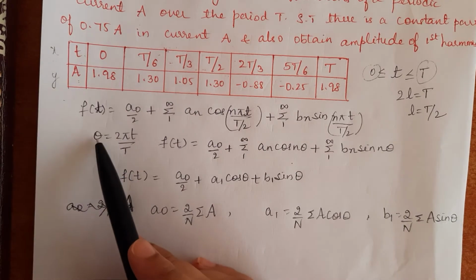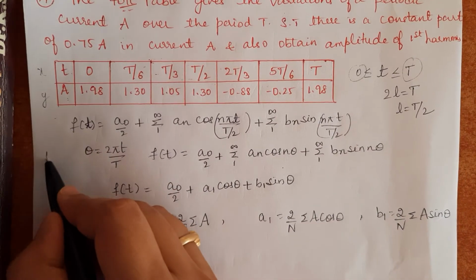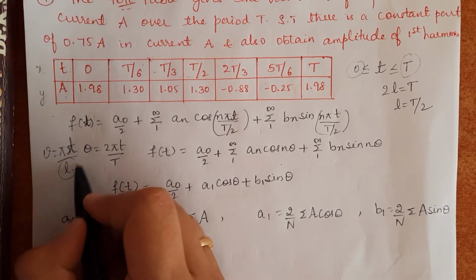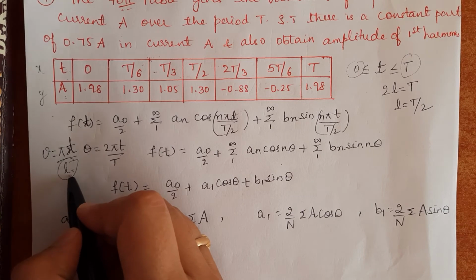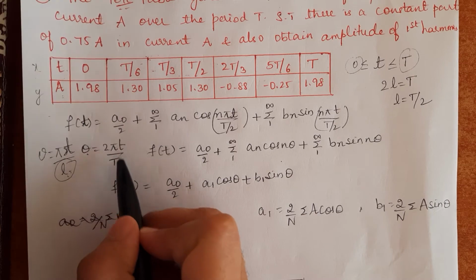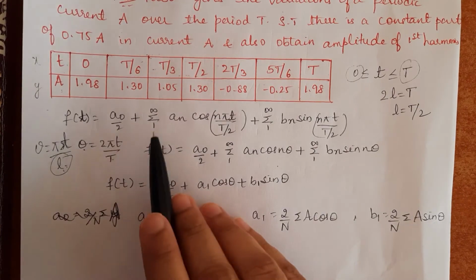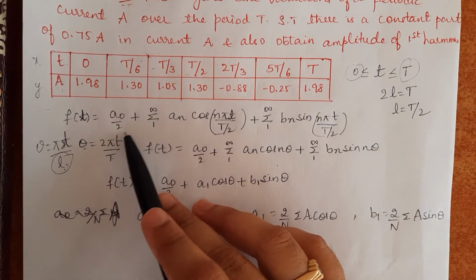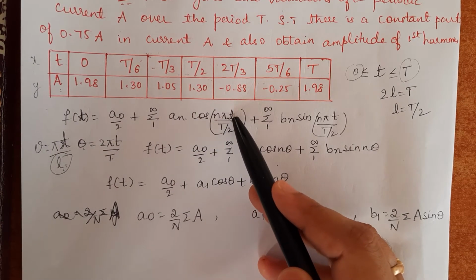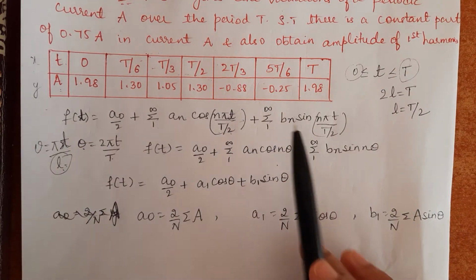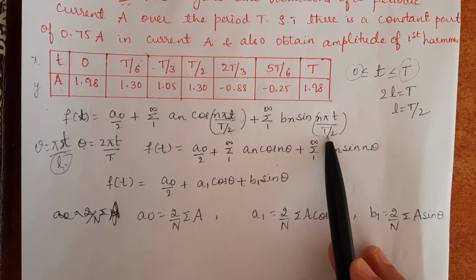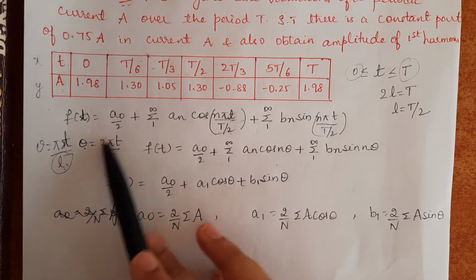So therefore theta value will be equal to pi x, pi into t by L. We know that L is capital T by 2. If I substitute L as capital T by 2, my theta value will be 2 pi t by capital T. So our formula will be A0 by 2 plus summation n equals 1 to infinity an cos n pi t divided by L, which is T by 2, plus summation n equals 1 to infinity bn sin n pi t by T by 2. And we have seen that theta is 2 pi t by T.